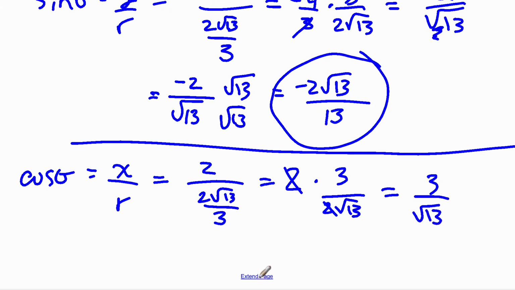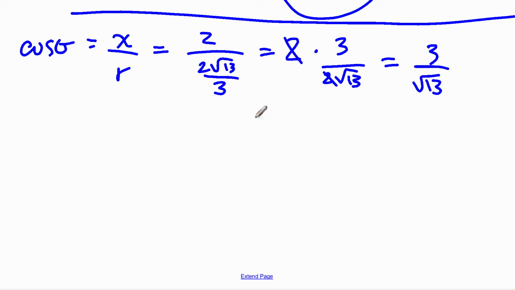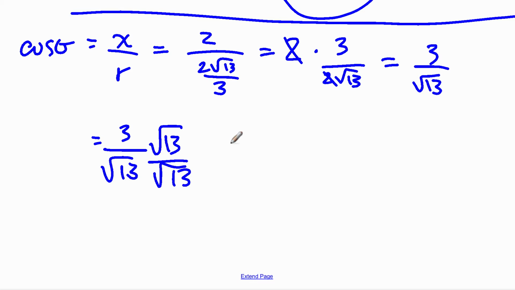And then I have to rationalize. So 3 over root 13. I'll multiply both top and bottom by root 13. So on the top I'll get 3 root 13, and on the bottom, root 13 times root 13 is positive 13. Can't cancel anymore.